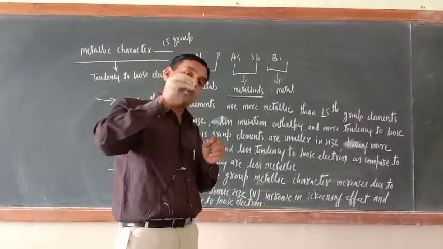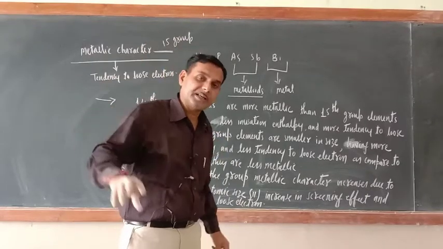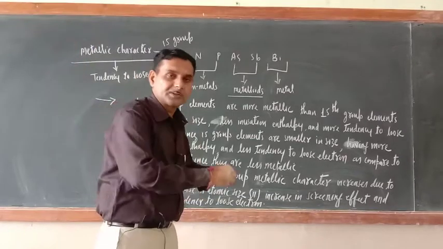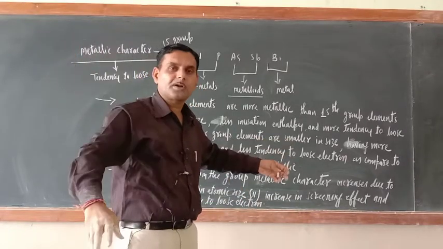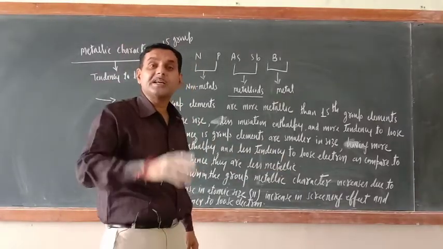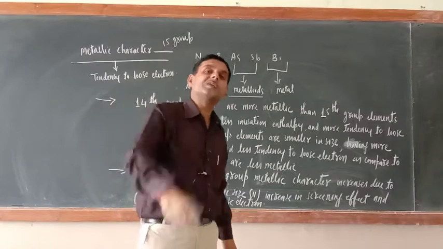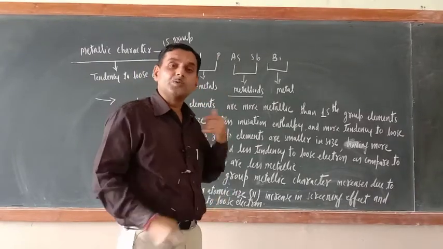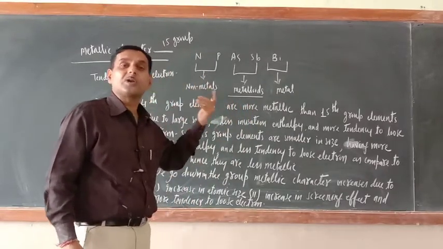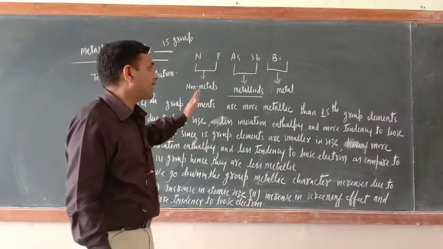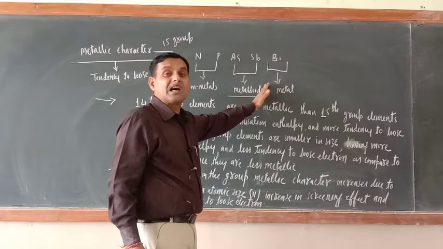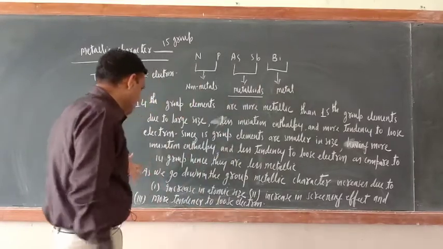Of course the nuclear charge is increasing, but because of the screening effect, it will not reach the outermost shell. So the size is increasing. Top to bottom, size is increasing. So when size increases, ionization enthalpy decreases. Hence their tendency to lose electrons increases, and the losing tendency of electrons is known as metallic property, because metals only lose electrons. This is the only reason that bismuth shows the metallic property, being the last member of this group. Everything is written here.